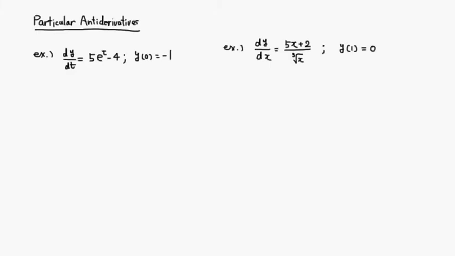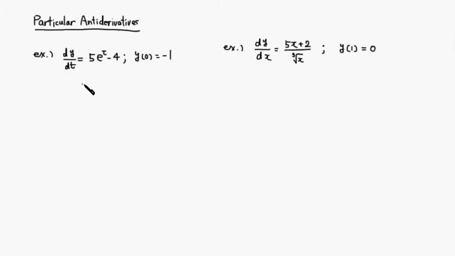Okay, let's talk about the particular antiderivatives. Remember that an antiderivative has a constant of integration, which means that you can basically put any real number there. So there are multiple antiderivatives. What happens next is we find the antiderivative, and we're actually looking for a particular antiderivative which satisfies a given extra condition. Right? So let's look at a couple of examples.